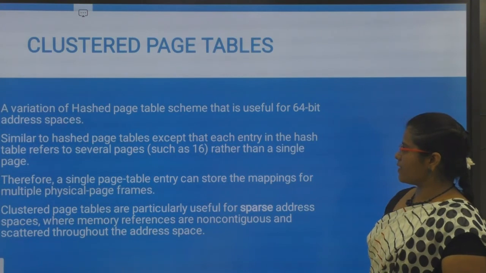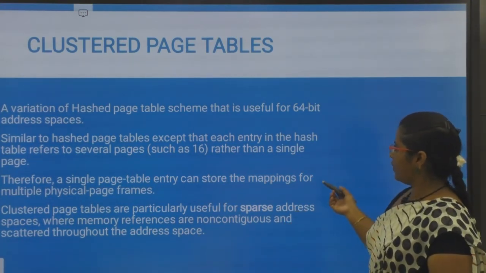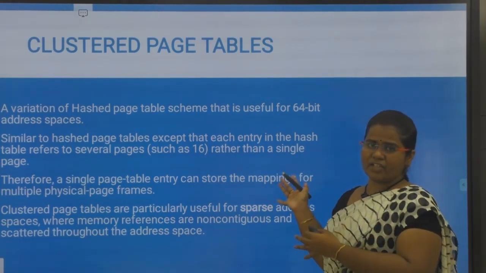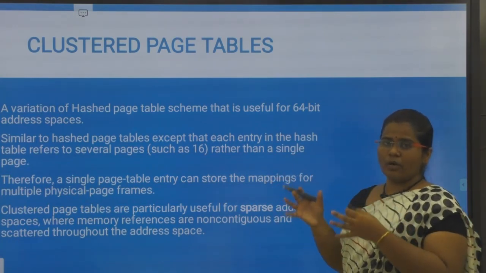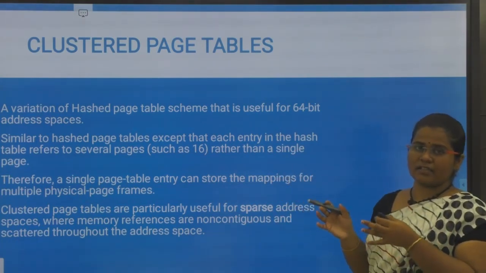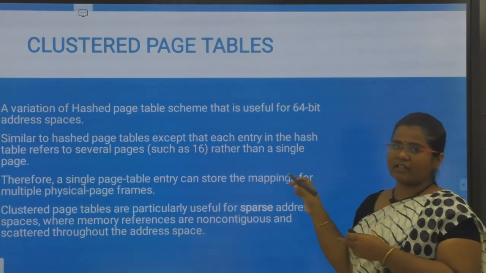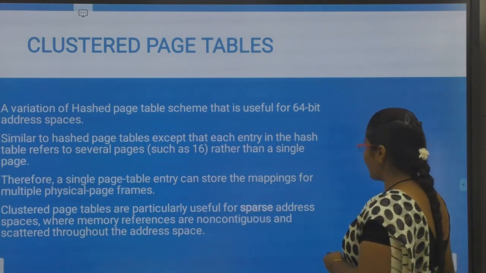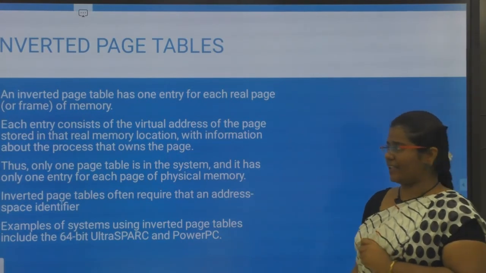And the clustered page table is a variation of your hashed page table. Instead of having different hash tables, you will put some related hash tables into one cluster, that is, group them as one cluster, and refer to that cluster in order to access a number of page tables. And then the third method you have is the inverted page table.